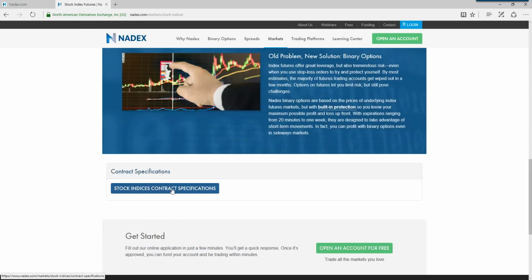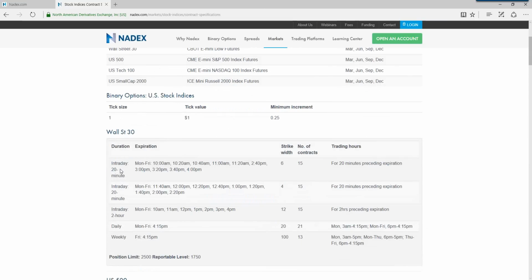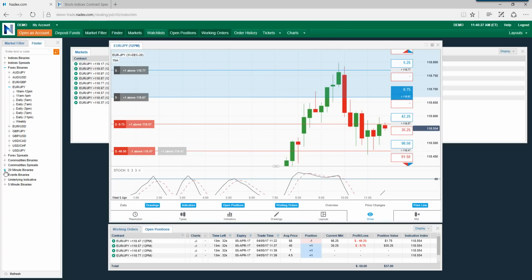Here's another question I get asked a lot. I want to trade a 20-minute binary and I can't find them. You know why you can't find them? Because they are not offered until 9:40. This is the expiration time. So the first 20-minute binary is not offered until 9:40. If you come over to the platform and say, Gail, I don't have 20-minute binaries, it's because you're looking at 9:30. They're not offered until 9:40.